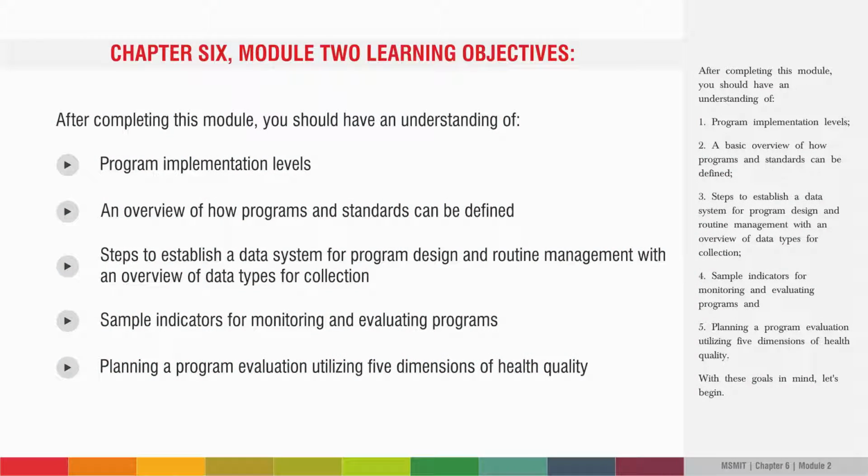After completing this module, you should have an understanding of: 1. Program implementation levels. 2. A basic overview of how programs and standards can be defined. 3. Steps to establish a data system for program design and routine management, with an overview of data types for collection. 4. Sample indicators for monitoring and evaluating programs. And 5. Planning a program evaluation utilizing 5 dimensions of health quality. With these goals in mind, let's begin.